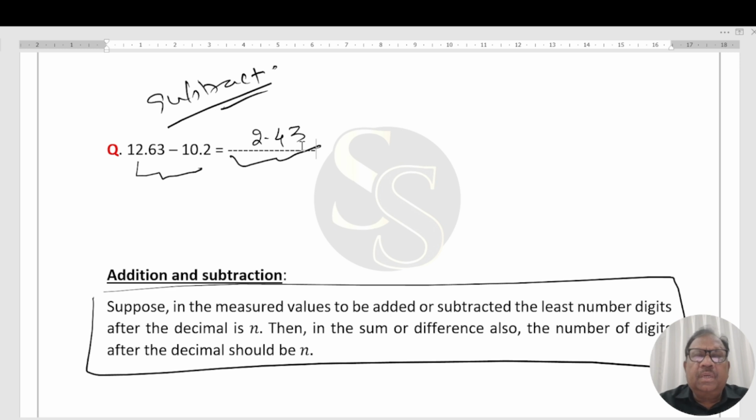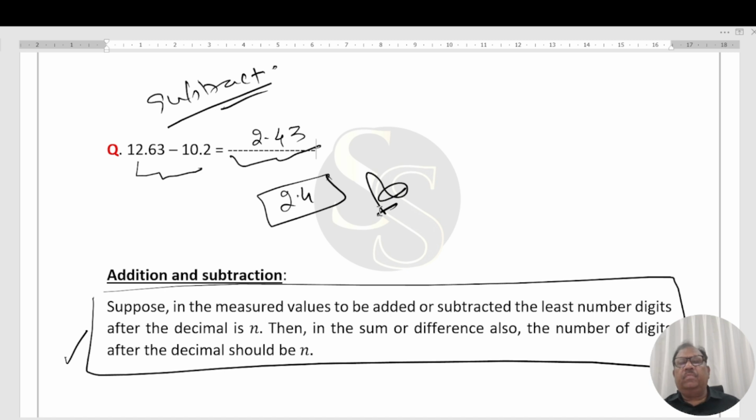To consider the significant figures in addition or subtraction, see how many digits there are after the decimal point. 2, 1. So it is to be rounded off to 1 digit. So 2.4 is the correct answer considering the significant figures. Right? Next question.